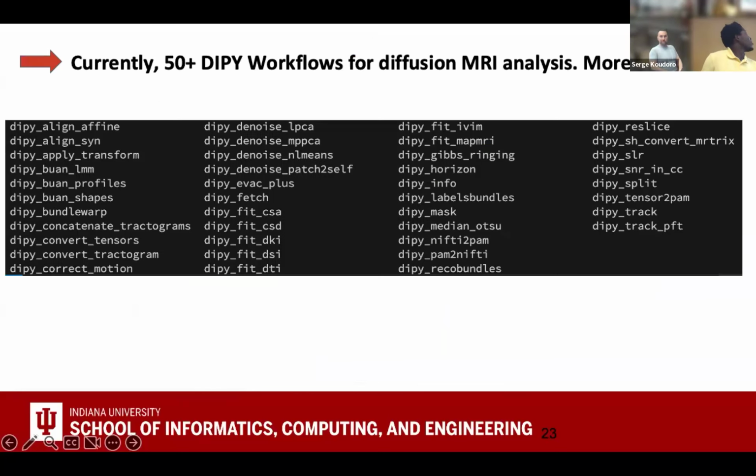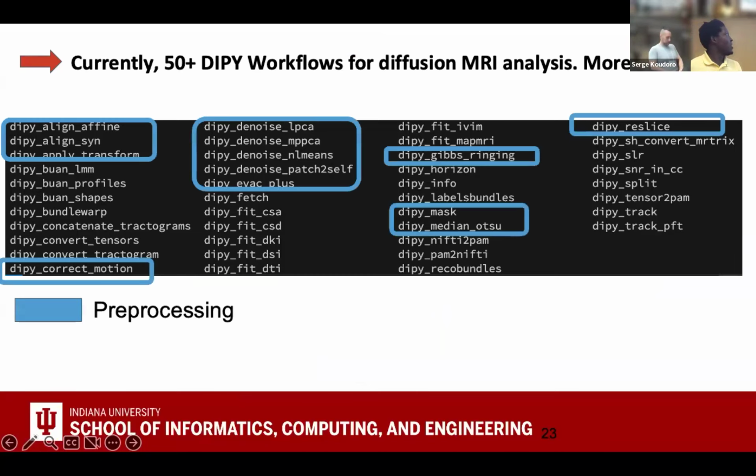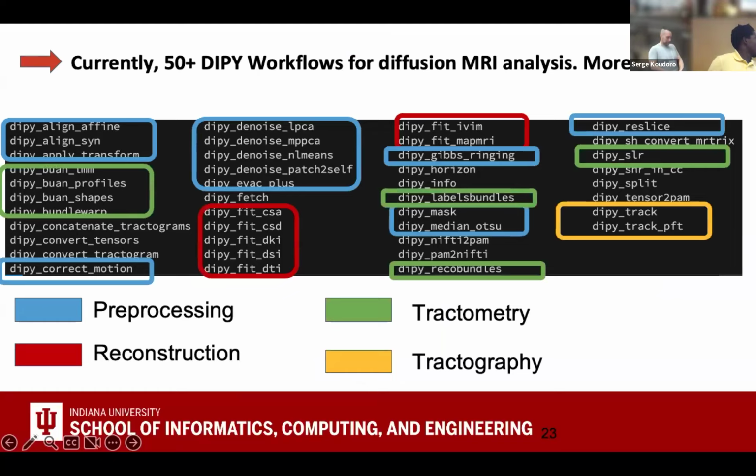So currently in DIPY, of course, we have more than 50, I would say even 70 plus, almost 100 CLIs that are categorized in different elements: pre-processing, reconstruction, tractometry, and tractography. But I will go through all of that.